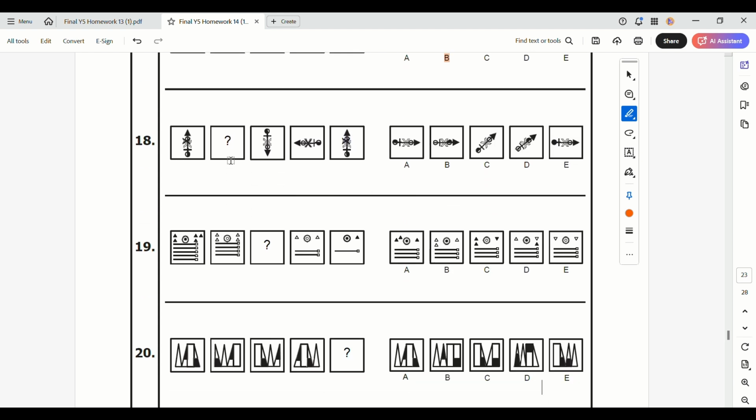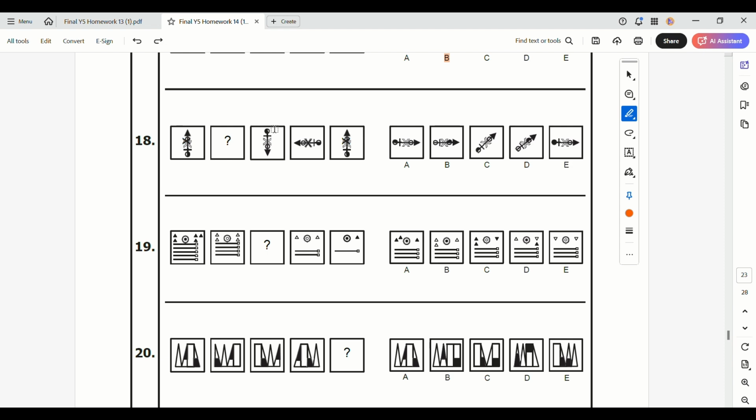Question 18. We have got what seems to be up, right, down, left, up. So that means it's rotating 90 degrees each time, right? Now, that means it can be either option A, B, or E. What's the difference between these?